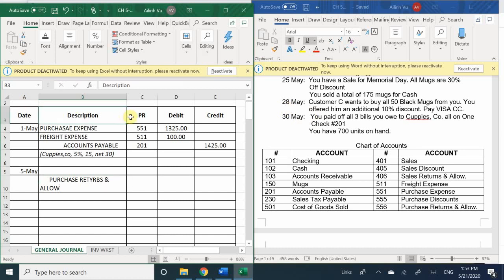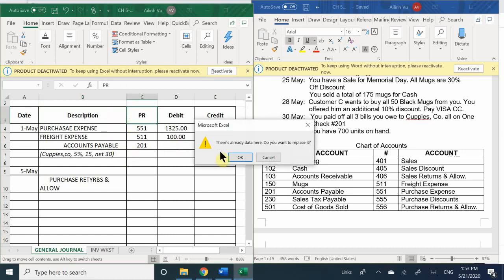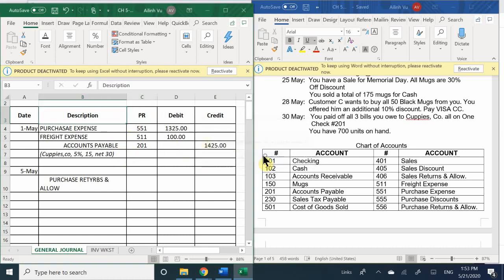Then wouldn't that be a credit back to purchase expense? It would be a credit back to purchase expense. This is exactly why we create a contra account. You can't reverse a purchase expense. Oh, okay, right, that's right.